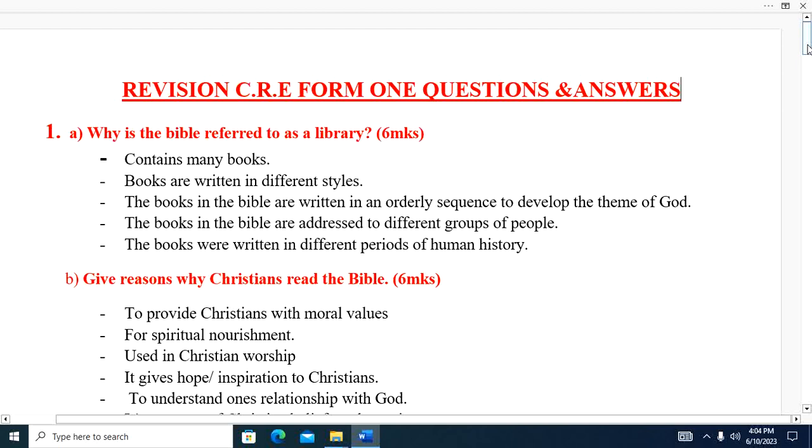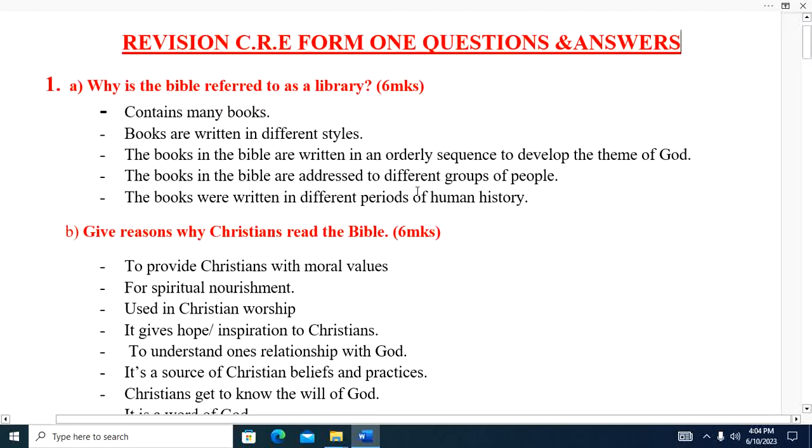Let us go to our work today, and we have seen it is CRE Form 1. Most of the KCSE questions you might find are from Form 1, and that's why we are focusing on questions from Form 1.